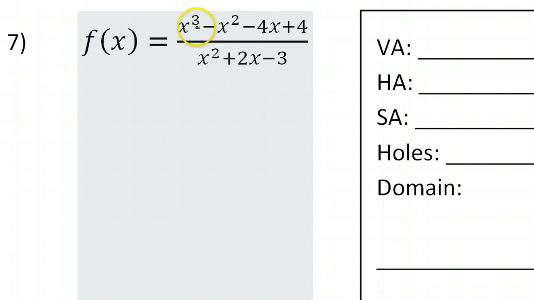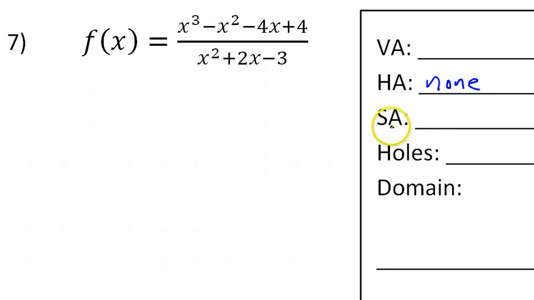There will be a horizontal asymptote depending on the degree. So remember, if the top degree is lower than the bottom, then it would be y equals 0. If the degrees are equal, then we do leading coefficient divided by leading coefficient. So it would be y equals 1 in this case. But if the top degree is higher than the bottom degree, then there is no horizontal asymptote. So we'll just put none.